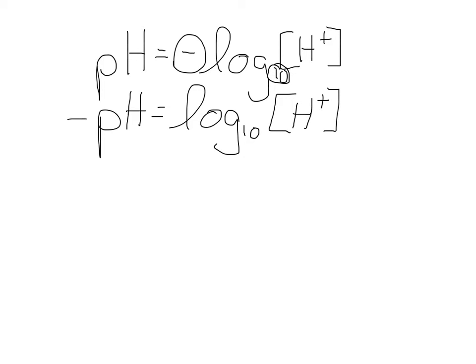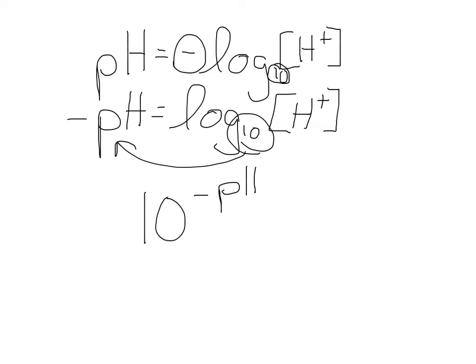Now we're going to do the same thing that we did with the original log equation from the previous slide. 10 is the base, so 10 raised to what the logarithm is equal to, which is the negative pH value, is equal to the concentration of the H+ ion. And this is true for any solution.